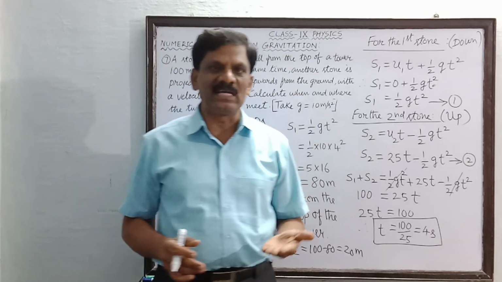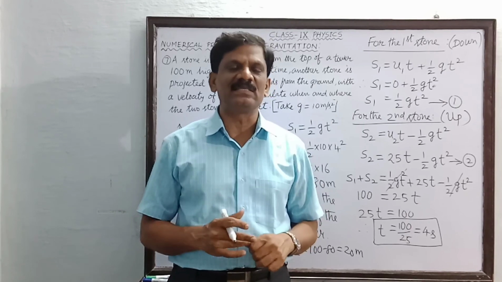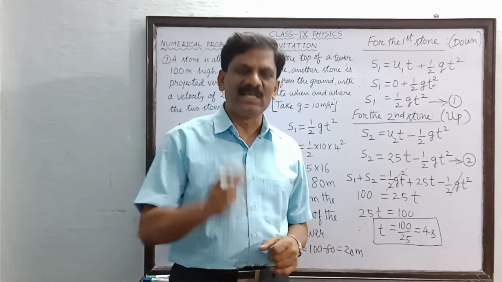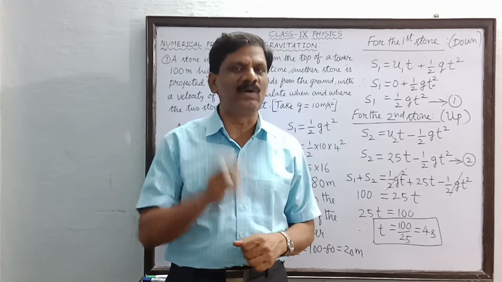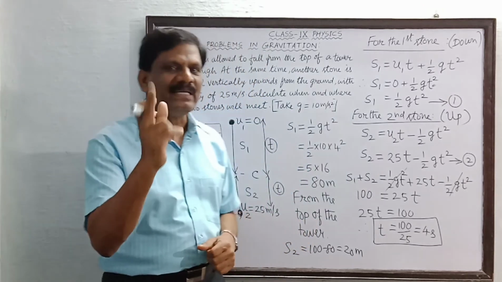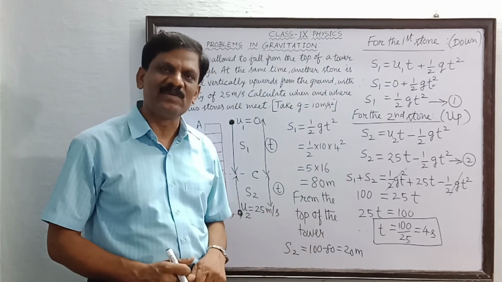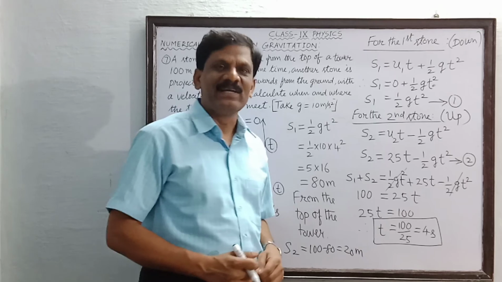Suppose if the options are 20 meters and 20 meters, 20 from the top will be there, 20 from the bottom also will be there. So what option is correct? 20 meter from the ground. Understand, students? I hope you must have understood. Okay, let us see in the next one.